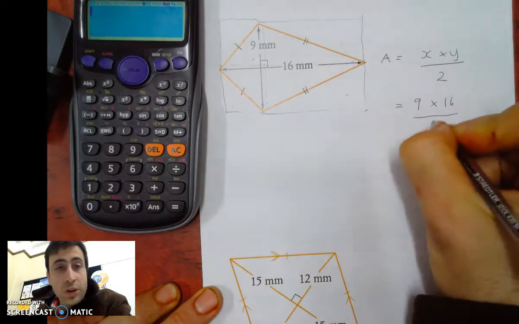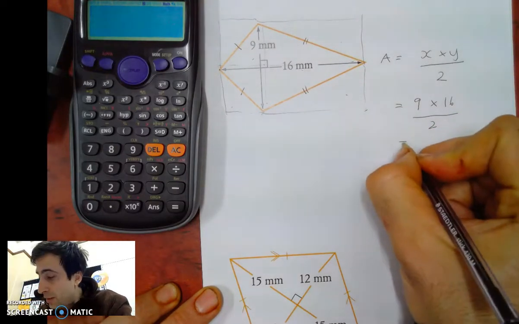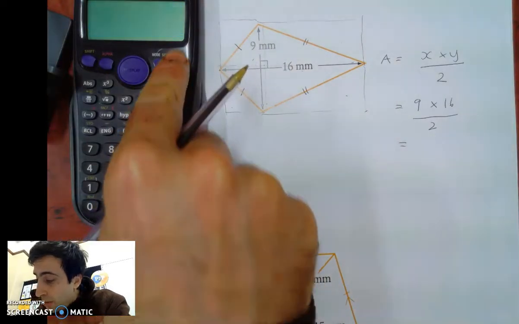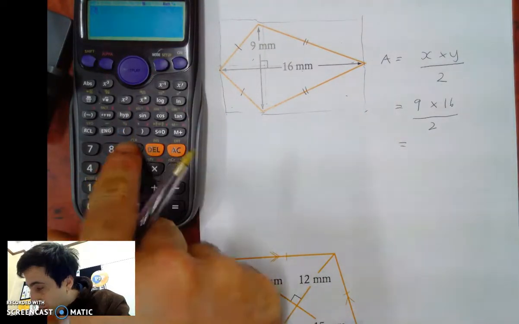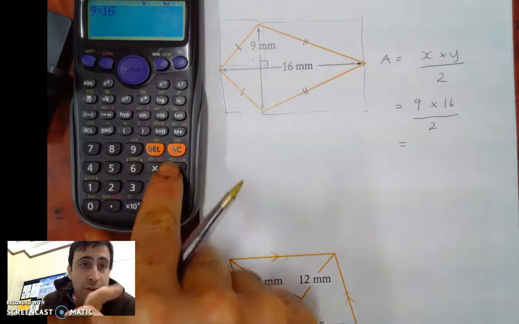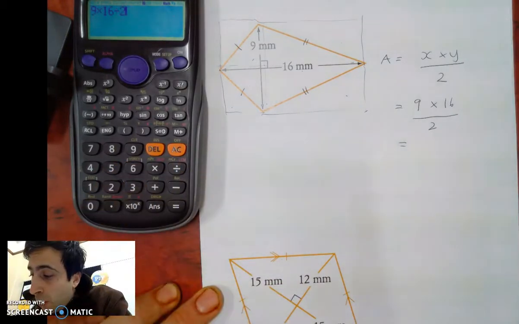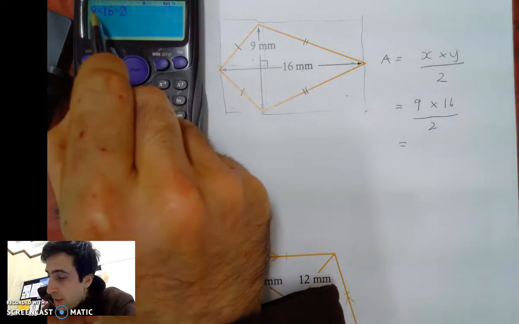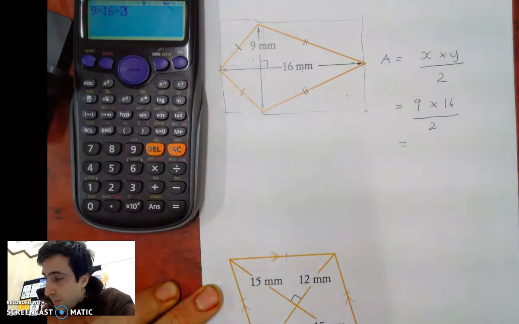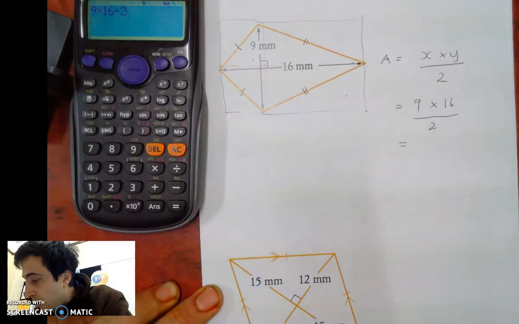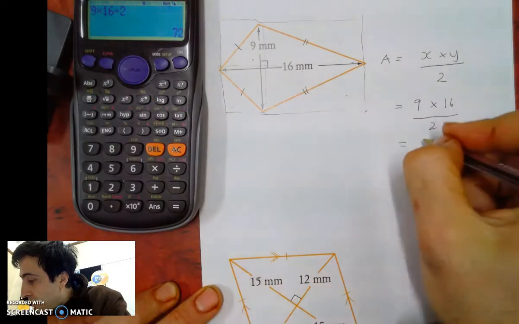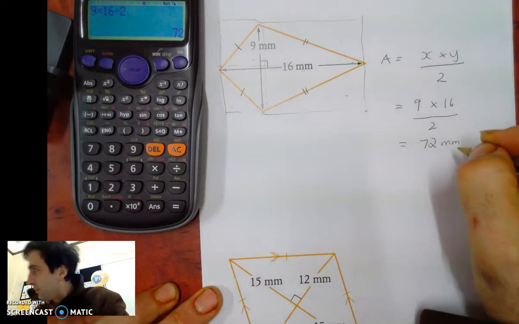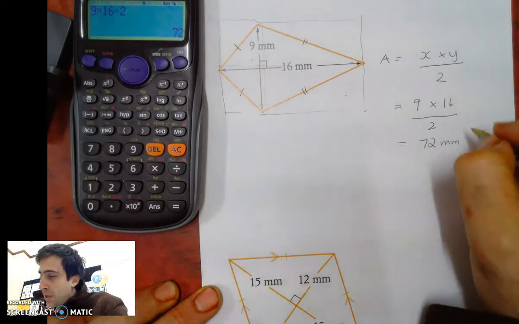Now, you can just punch that straight into your calculator, regardless if you can do it in your head. 9 times 16 divided by 2. Now remember, as we said in the other episode, because they are all times and divide, order of operations says that you can do them all at once. 72 millimeters squared. And so that was a kite.